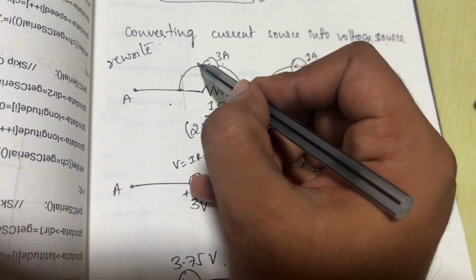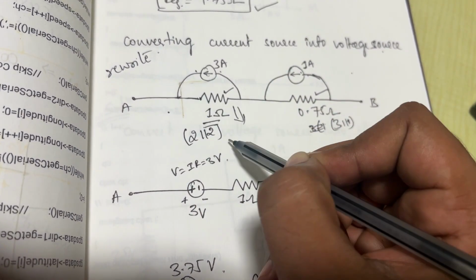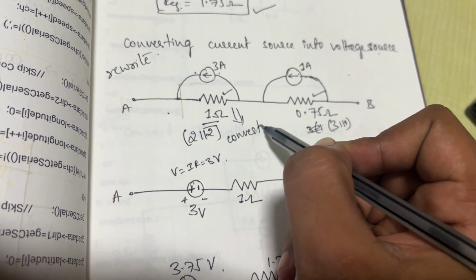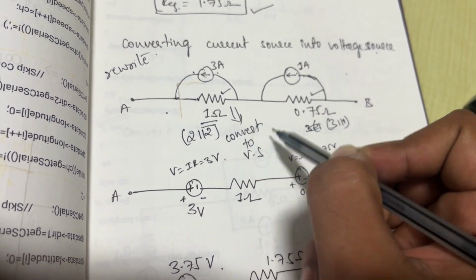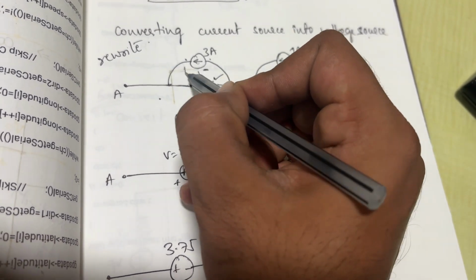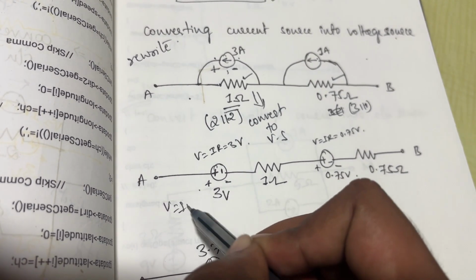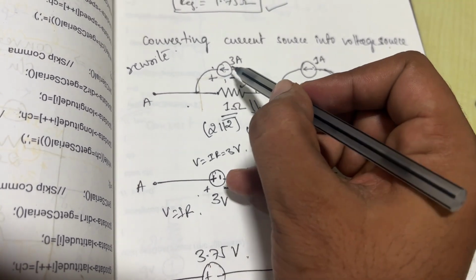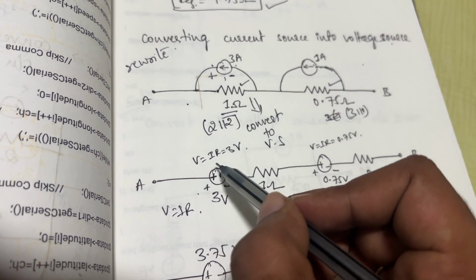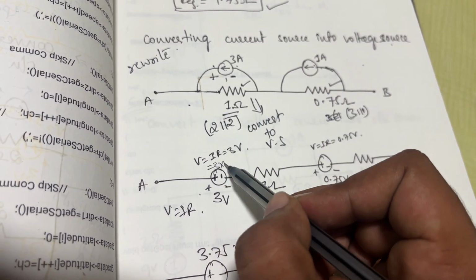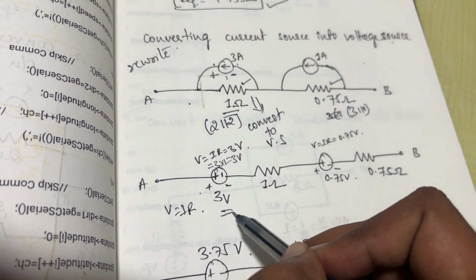So now you cannot add the current sources if they are connected in series. That's why you need to convert these current sources into voltage sources, where V is given by I into R. I is 3 amperes, R is 1, so you can get 3 volts. You can see the polarity: arrow end indicates plus, tail end indicates minus, so you get plus to minus 3 volts.